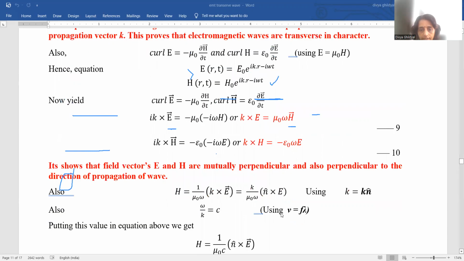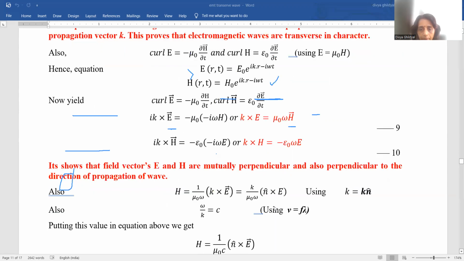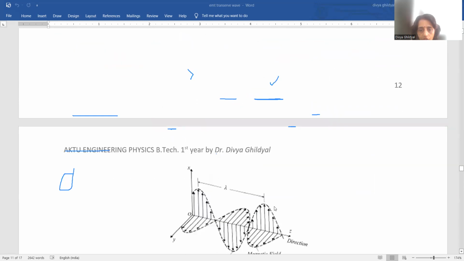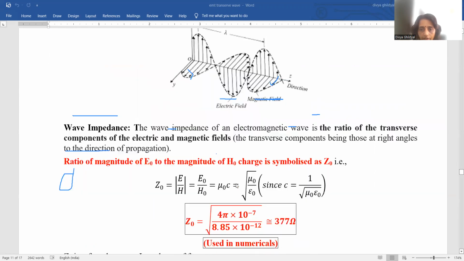Also, you can write it in another form. This is useful from your numerical point of view. This is just another form of writing it and proving that the electric and magnetic field vectors are perpendicular to each other and perpendicular to the direction of wave vector k. Here is the diagram. See, electric field, magnetic field, and direction of wave vector k. All three are perpendicular to each other.